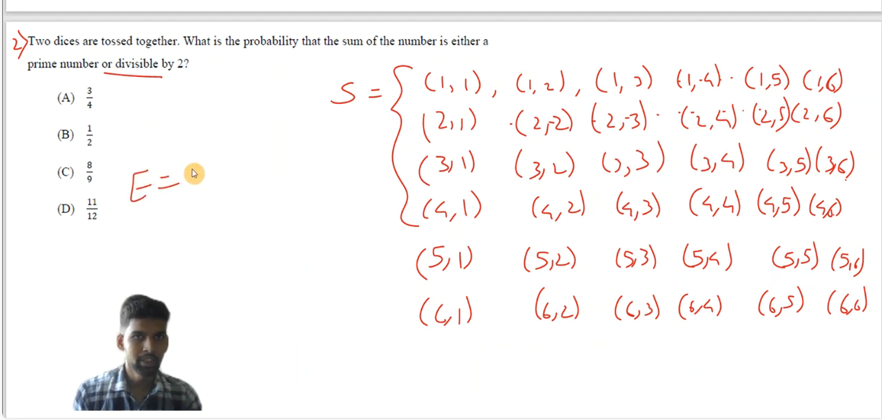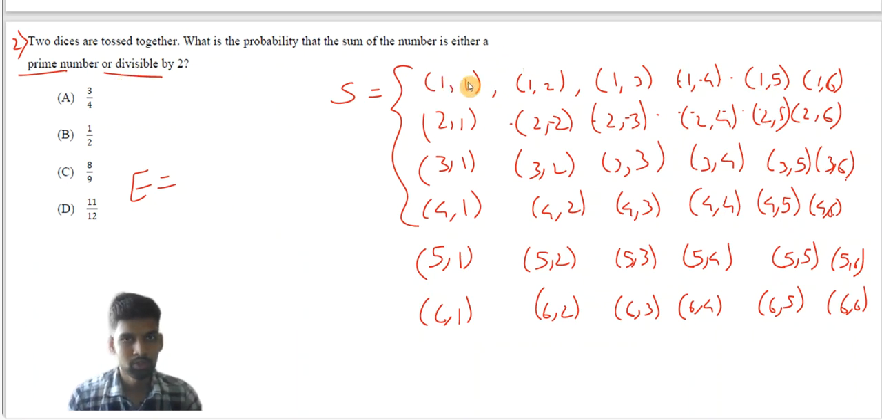So what is our event? That is, the sum of the numbers is either a prime number, meaning it has only itself and 1 as factors, or it is divisible by 2, meaning the union of these two.